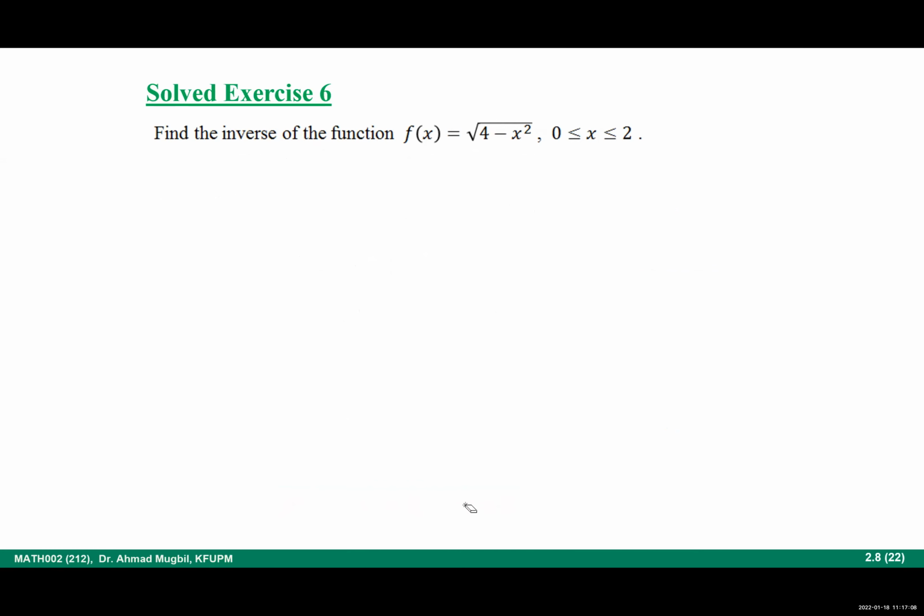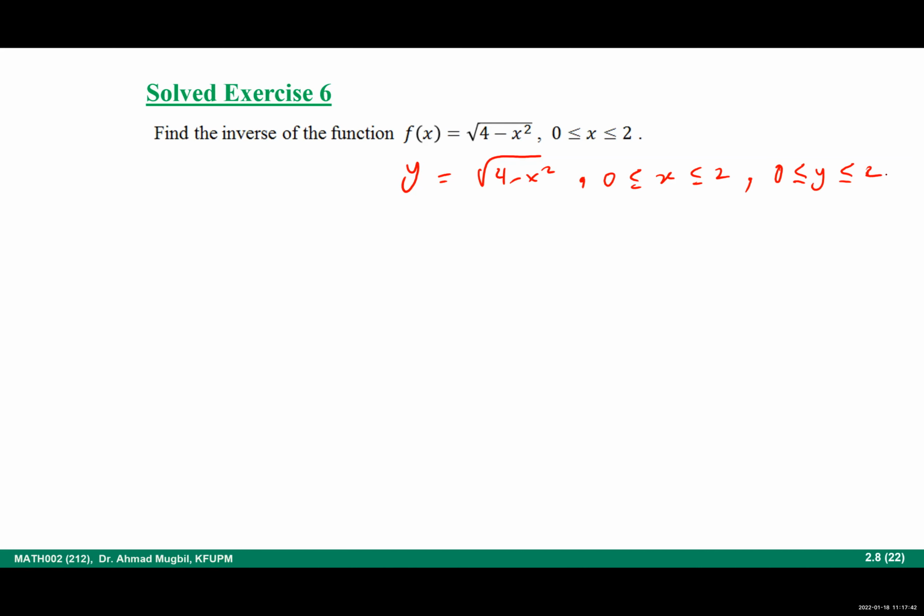Find the inverse of this function. You know how to find the inverse. You will put y equals the square root of 4 minus x squared. Now it is better to have the range from the beginning to know the restriction at the end. So how can you find the range from here? By substituting the values 0 and 2. It is also between 0 and 2.